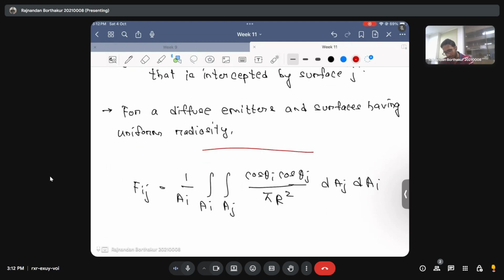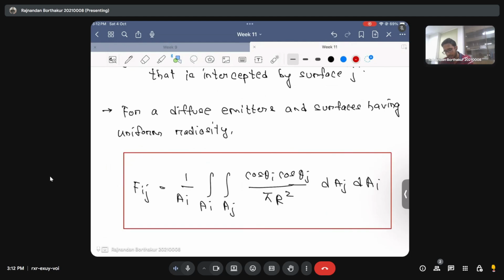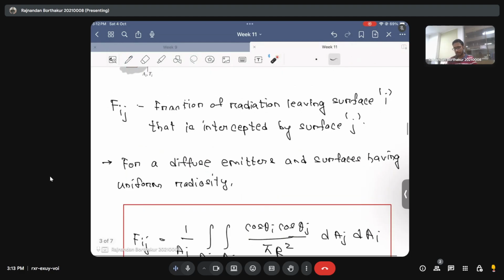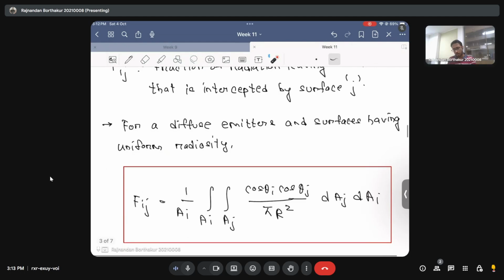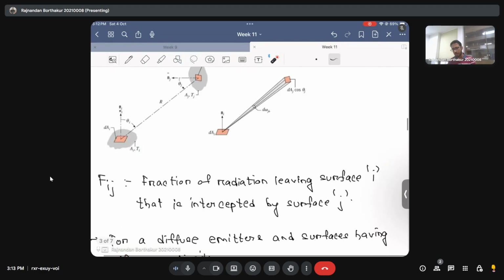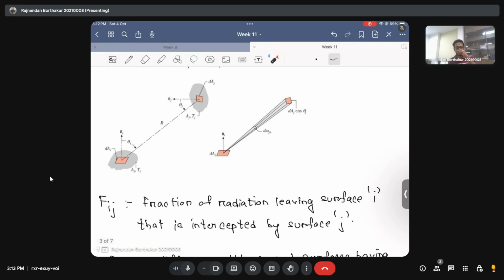Again, I repeat, it is the fraction of radiation that leaves surface i which is intercepted by surface j. You can see that the view factor Fij depends on certain things. First of all, it depends on the angle which the normals of the individual bodies make with the line joining the two centers of the two bodies.